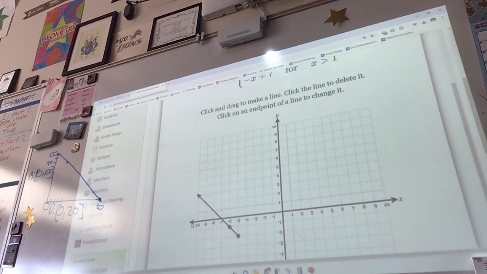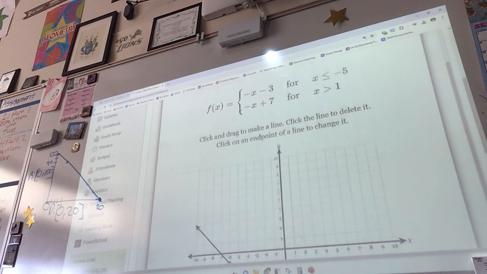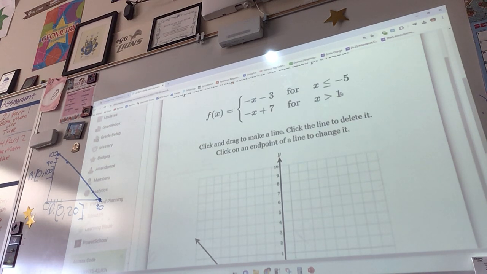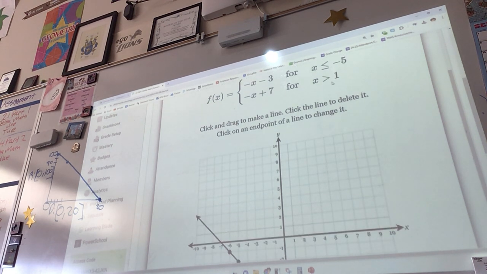My second graph says starting at +1 and going to the right because it's greater than. My formula is -x plus 7. So I'm going to plug in a 1 here. I will get -1 plus 7 is 6. So 1, 6. So there's my first point, 1, 6.